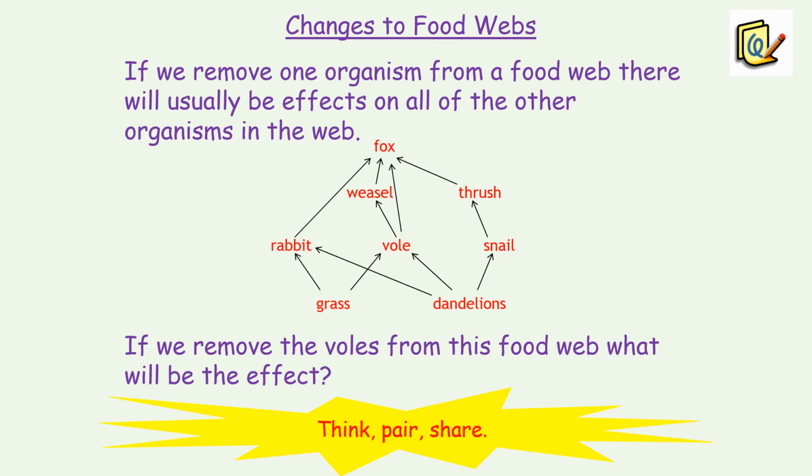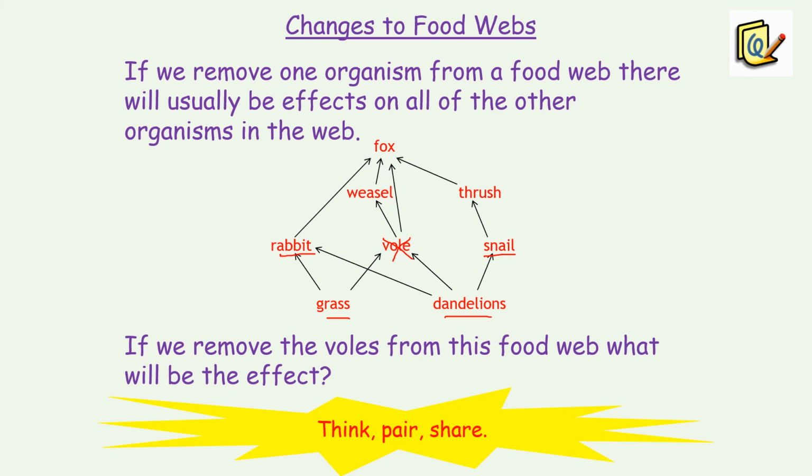So the answer is that the grass and dandelions will increase because only the rabbits and snails will be left to eat them. So take away the vole, grass and dandelion have lost the predator. And then we've got our snails and our rabbit will increase because they have more food, so they'll have more grass and dandelions to eat.